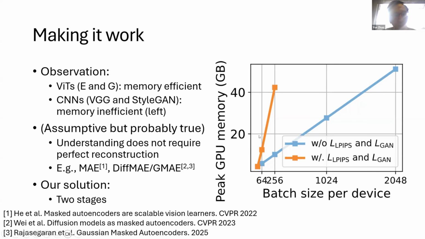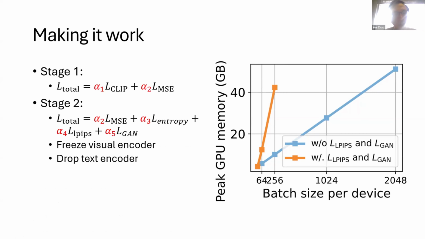That's why in this case, we separate the perceptual term and GAN term in the second stage, while in the first stage, we only optimize a combination of the QLIP loss and the reconstruction loss, which is the MSE loss. And in the second stage, we can further enhance the reconstruction quality by introducing additional perceptual loss or GAN loss term.